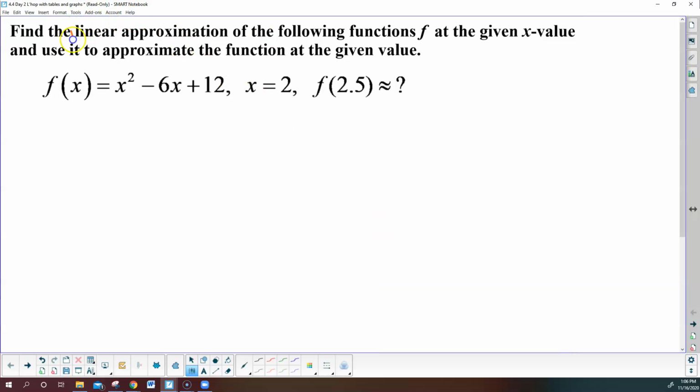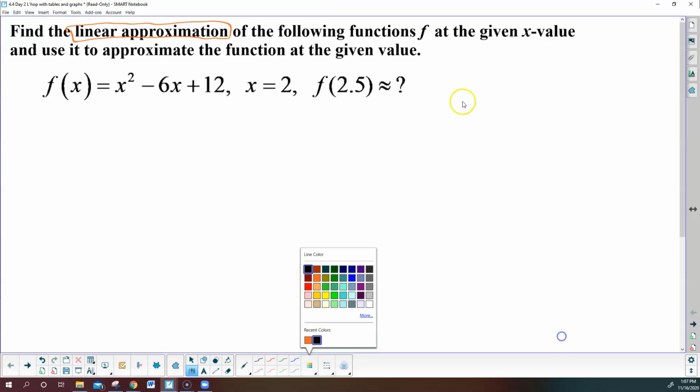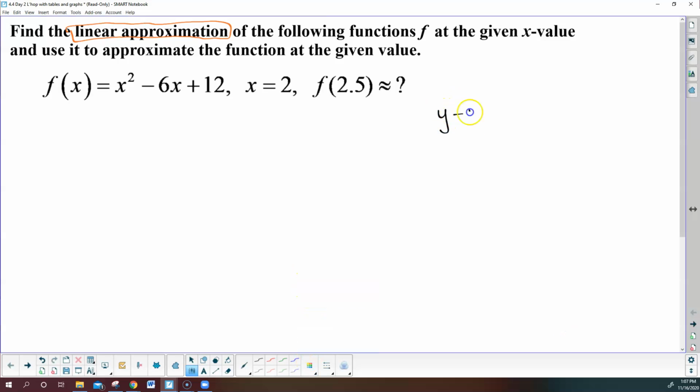Okay, so let's go over this. They're asking me to do the linear approximation of the following function f, and then use the linear equation to approximate f of 2.5. So here's the way I kind of think of this problem. They want me to do a linear approximation, which is a tangent line.